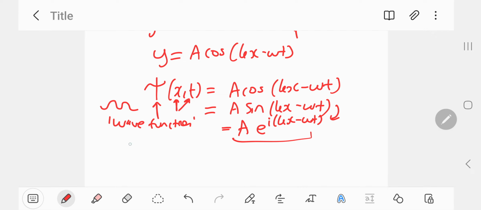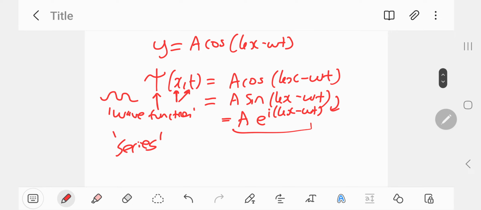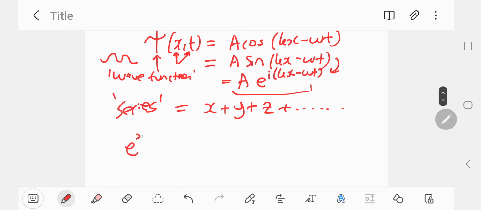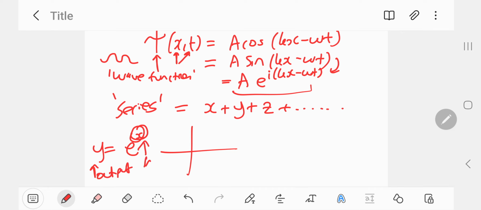I'm going to start off with a mathematical idea called a series. A series is a sum of terms that follow a specific pattern. It involves adding up infinitely many things. Let's suppose we've got numbers here, x plus y plus z plus dot dot dot. Let's take the exponential function, e to the x. E stands for exponential. It's a mathematical function that describes how a quantity changes rapidly as some input value x increases. Think of y as an output and x as an input.